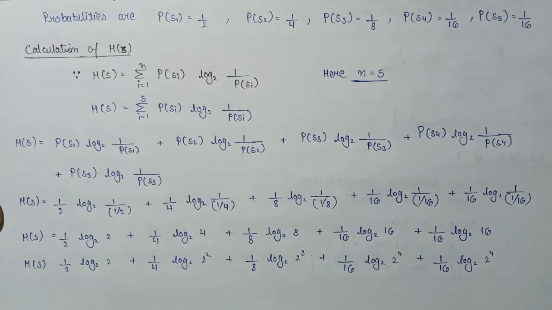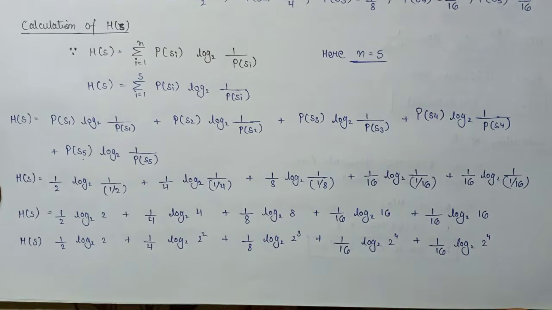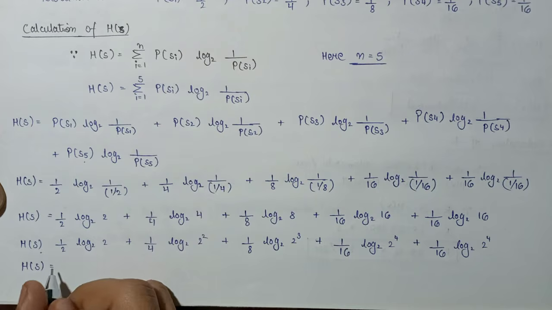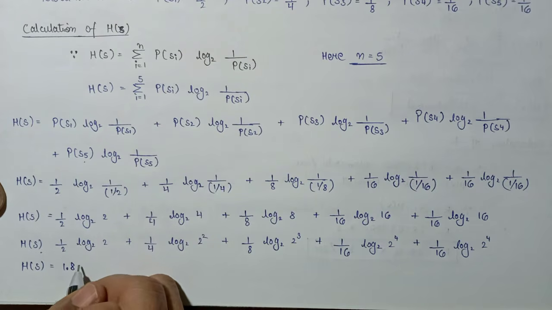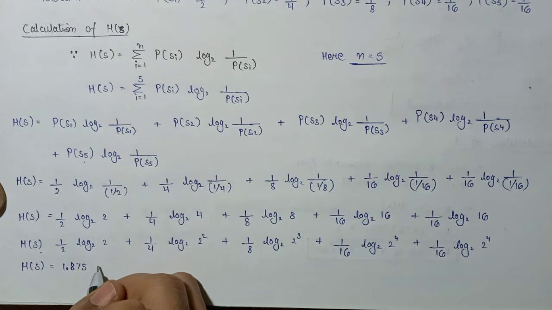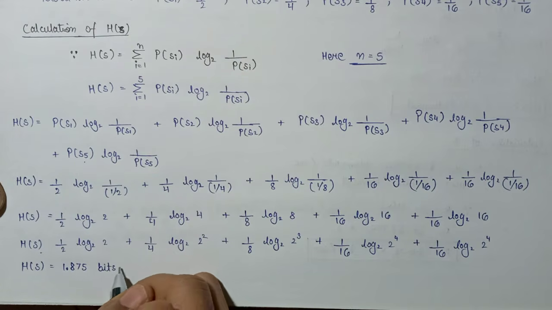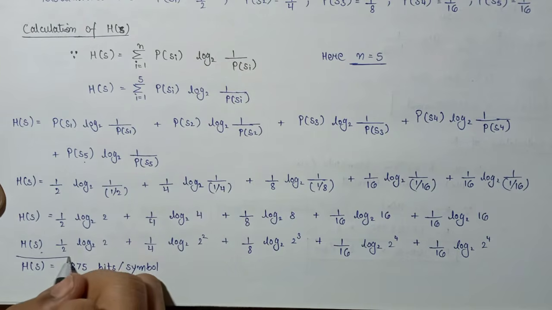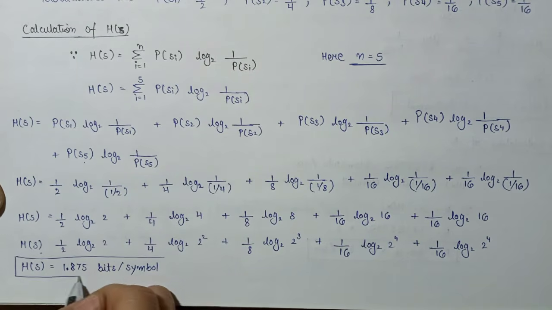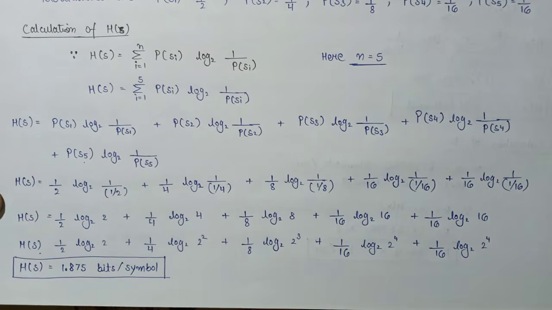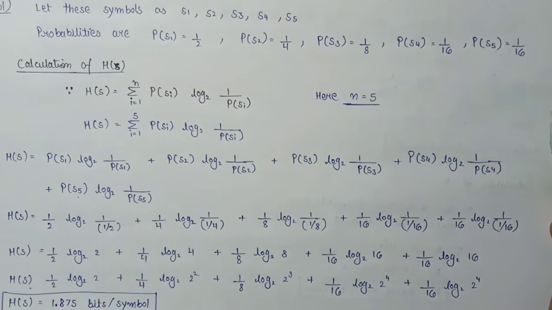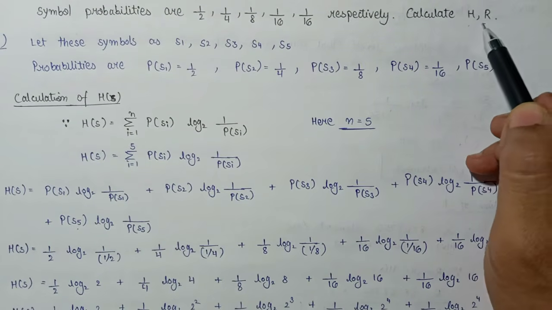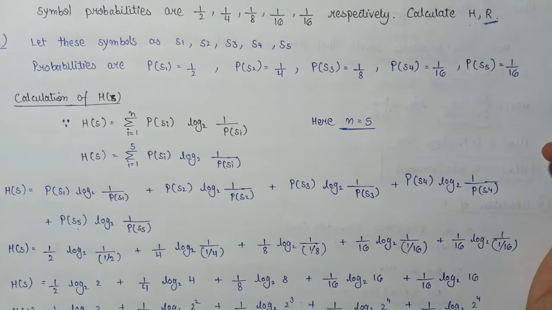Now on solving this whole expression, we get the final value of H of S as 1.875 bits per symbol. So this is the value of entropy that we calculated. We are done with the entropy, and let's calculate the value of R, that is the rate of information.